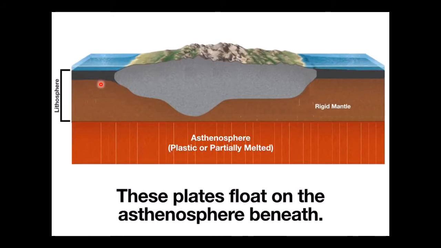Now this together with this brownish part here, which we call the rigid mantle, are what make up the lithosphere, the solid outer part of the Earth. Now keep in mind that beneath that is this layer of partially melted high viscous material called asthenosphere, and so the plates that we live on are actually floating on the asthenosphere beneath.